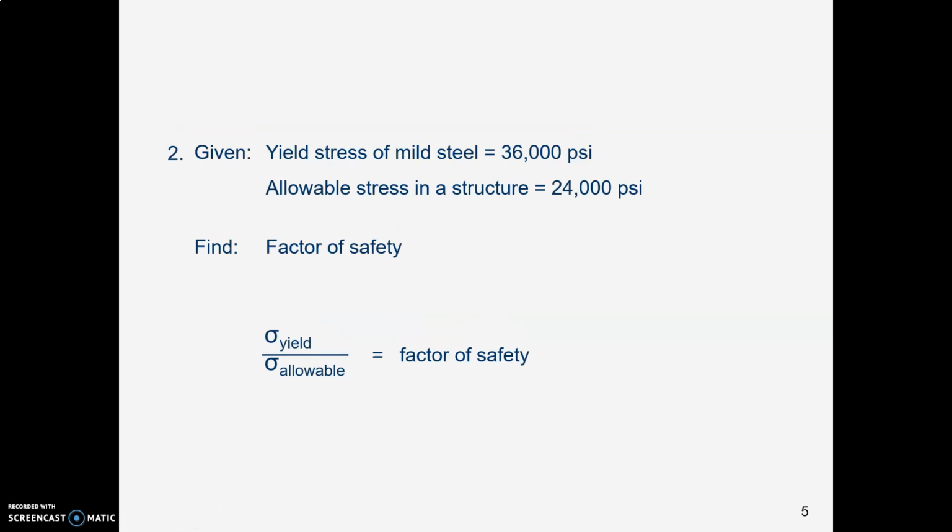Here's another one, not quite such an even number. Yield stress of mild steel is still 36,000 psi. That hasn't changed. And let's say the allowable stress in this particular structure is 24,000 psi. What is the factor of safety? No problem. 36,000 divided by 24,000, that's the factor of safety. And you can punch that into your calculator.